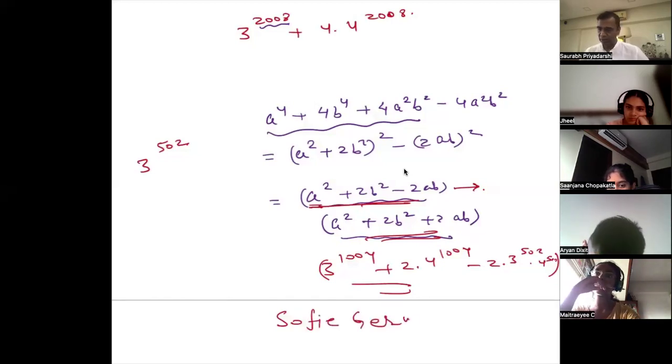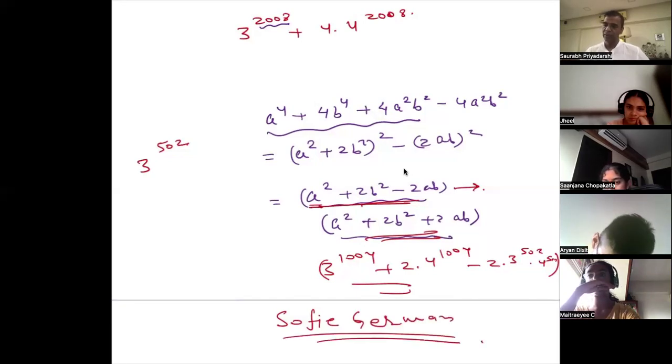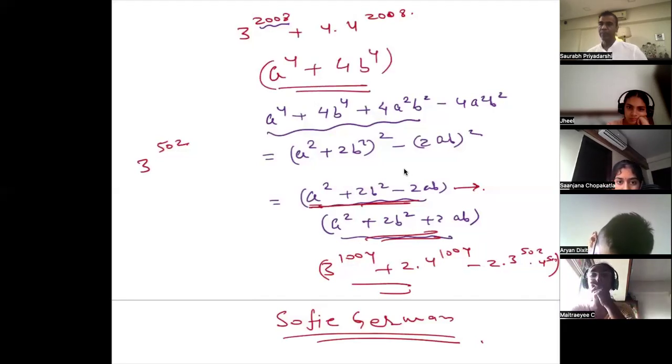This is called Sophie Germain. You know this? Yes, sir. The form a to the power 4 plus 4b to the power 4. Directly we have to come to the conclusion: this is completely coming as Sophie Germain.